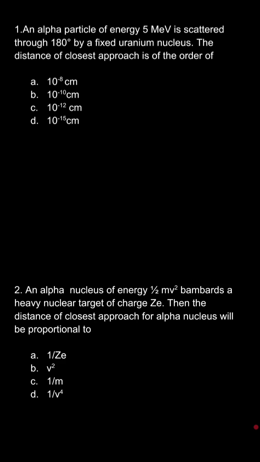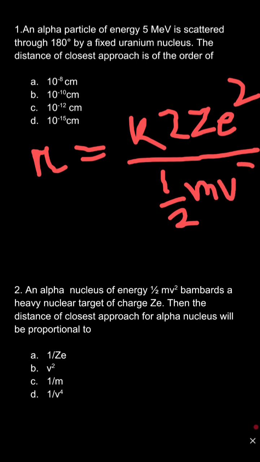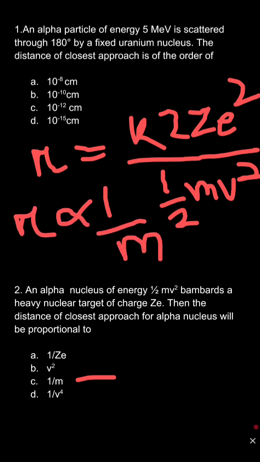Just now we have derived that the distance of closest approach is found as R, which is equal to K 2Z square divided by half mv square. From that you can see that the option which would be correct is option C, which gives the value of 1 by m, or R, which is proportional to 1 by m. So option C will be the right answer.